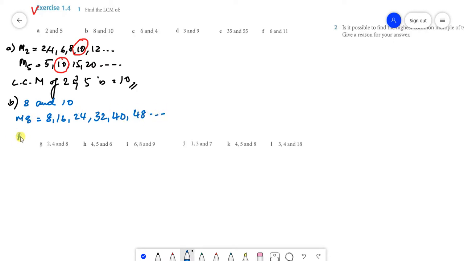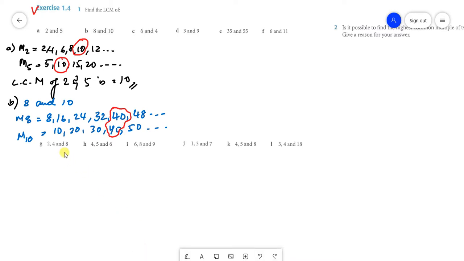Now m10: 10, 20, 30, 40, 50. So we can already see the common number. We just circle it out. These two are common. Okay, so hence, move this.